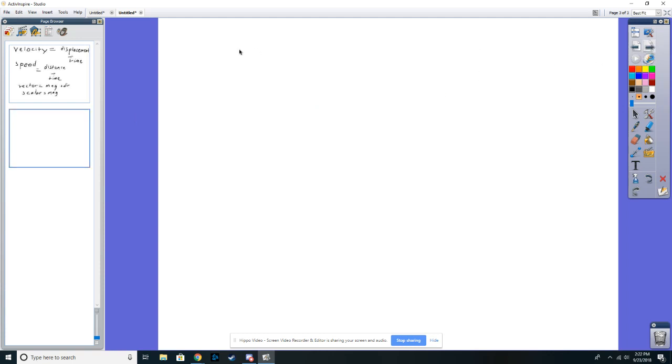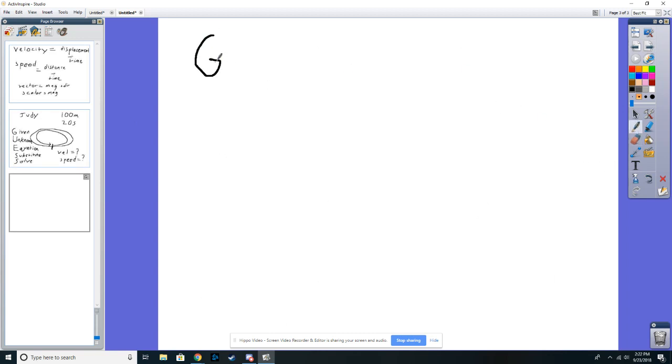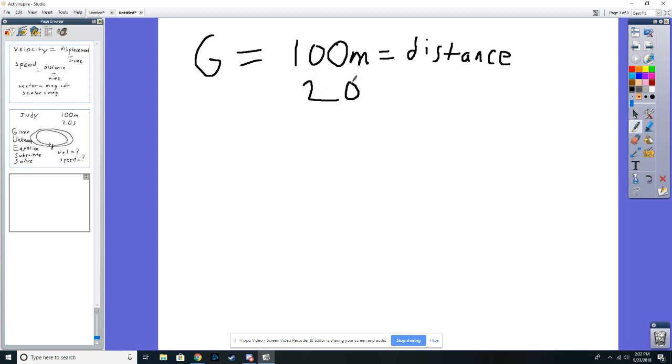So we have Judy, and she is G for given, 100 meters. And 100 meters is our distance. So the distance she traveled is 100 meters. They also gave us in the problem 20 seconds. 20 seconds is the time.